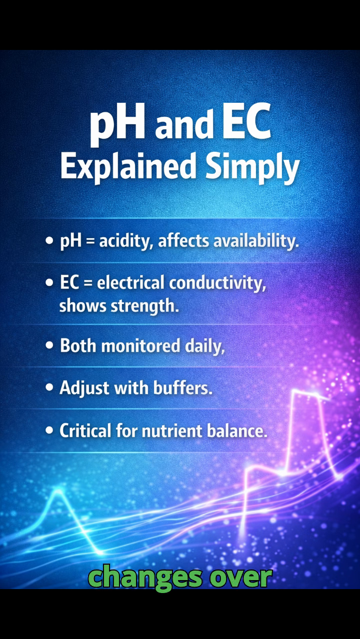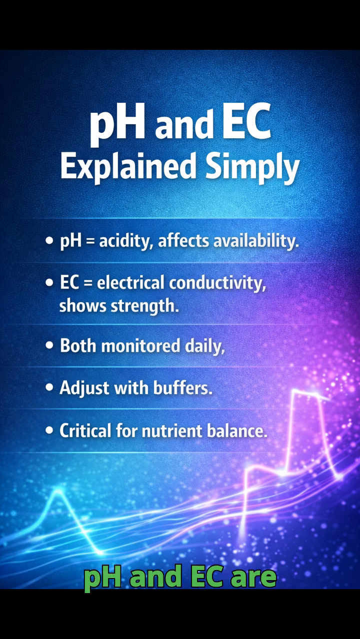EC also changes over time. As plants absorb water and nutrients, they don't absorb them at the same rate. On a hot day, a plant might take up a lot of water, but fewer nutrients. This concentrates the solution and raises EC. On a cool day, the plant might absorb more nutrients relative to water, which lowers EC. Evaporation from the reservoir also concentrates the solution. This is why growers monitor EC daily and top up the reservoir with either plain water or diluted nutrient solution to keep EC in range. Some systems use automated dosing pumps that adjust EC in real time.